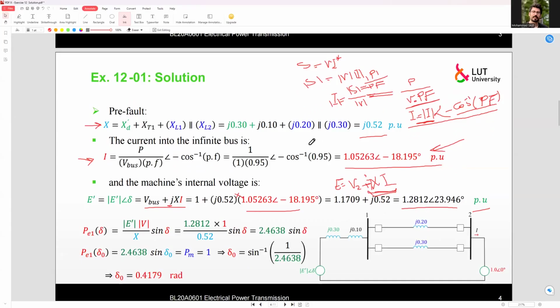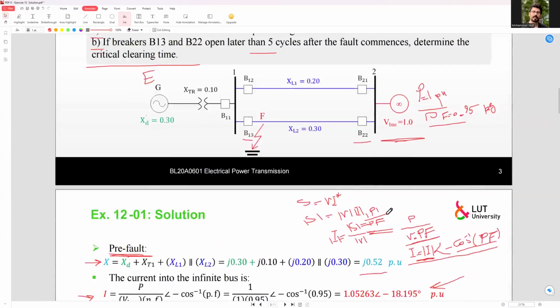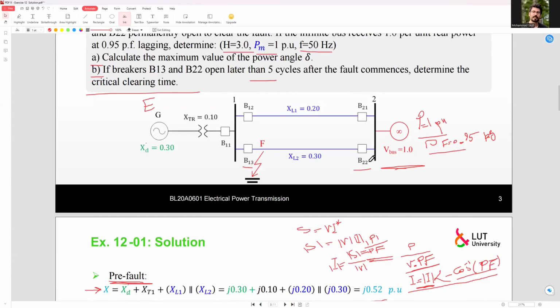So this is the pre-fault condition, right? So we calculated the impedance in pre-fault condition. Remember, we still have these circuit breakers closed, so we have this line connected.